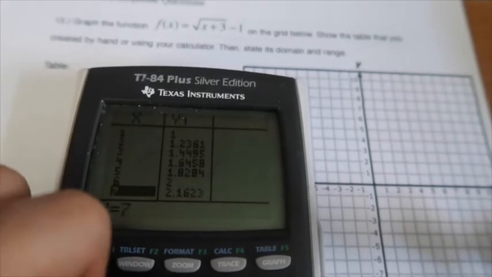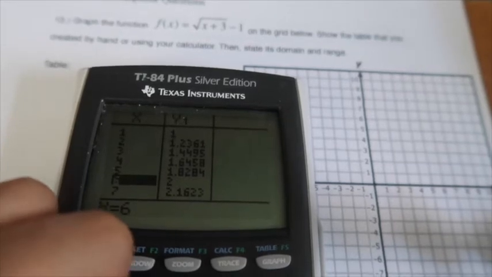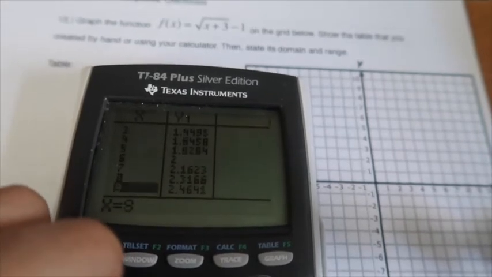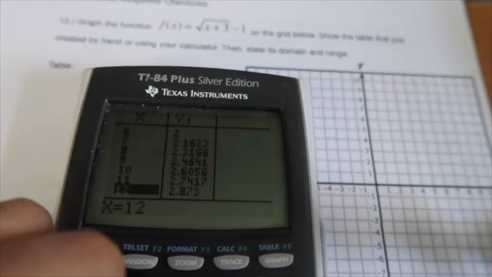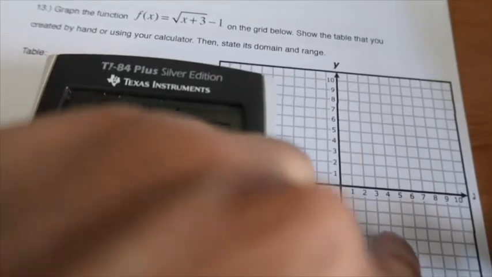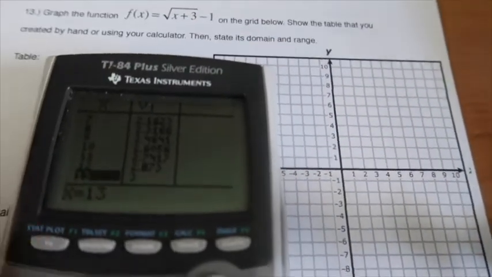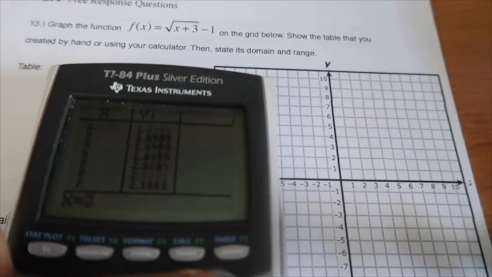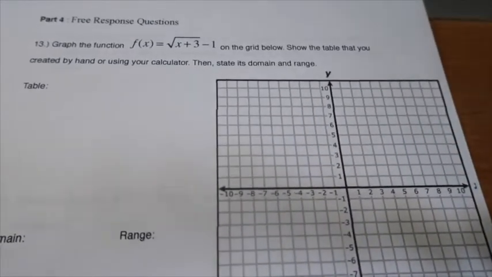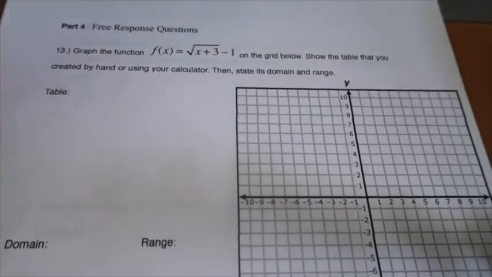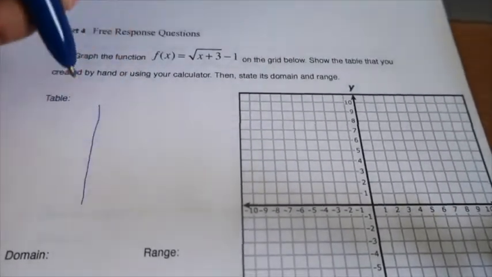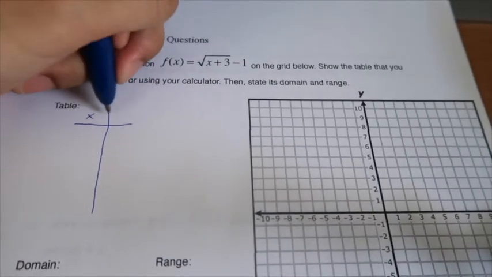And I'm going to continue down to x equals 6, which y equals 2, so I can use that point as well. And if I keep going down, our next point is 13, but I won't use that since our graph only goes up to 10. So, like I said, we're going to start at negative 3. So I'm going to take this out of here and create my table, my x and my y.